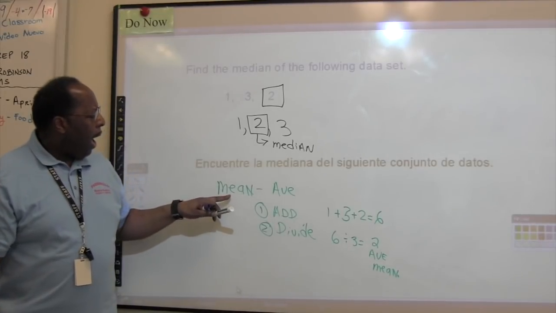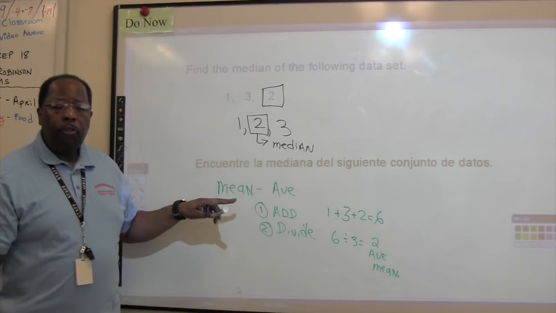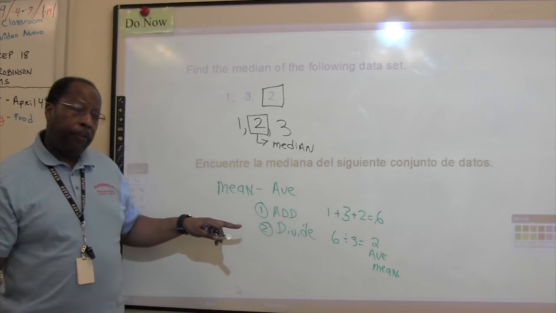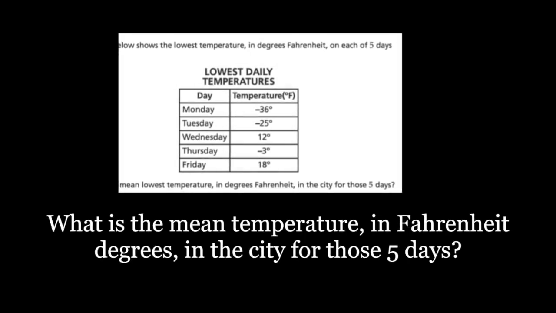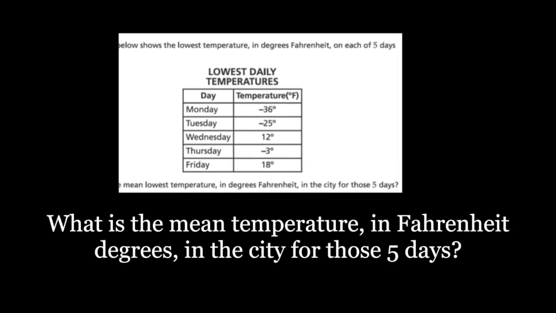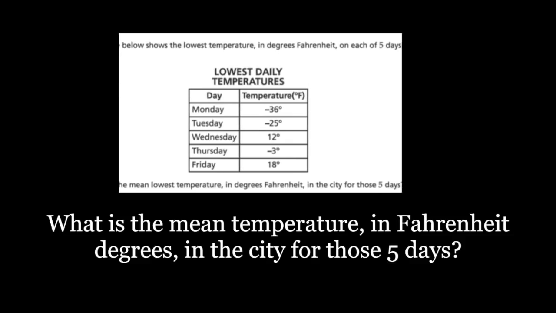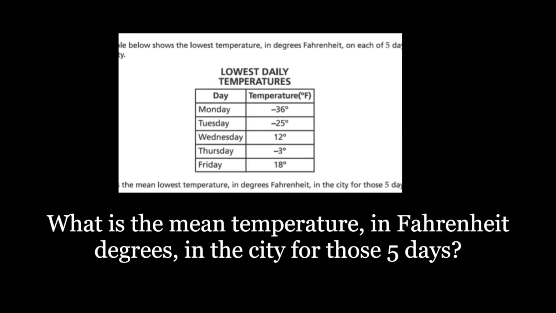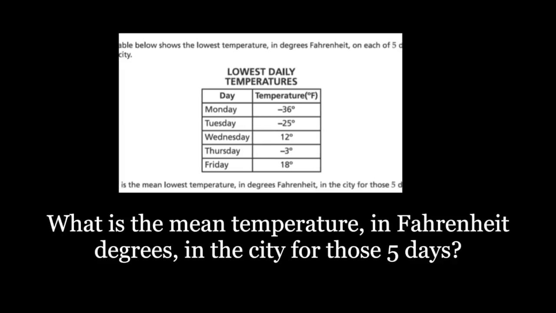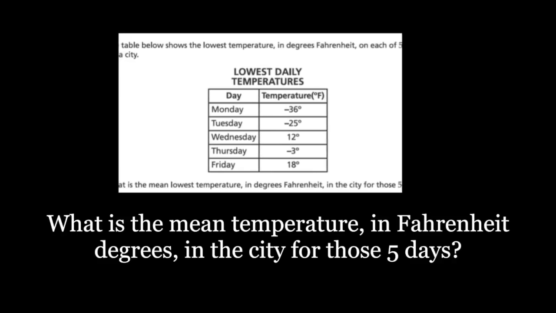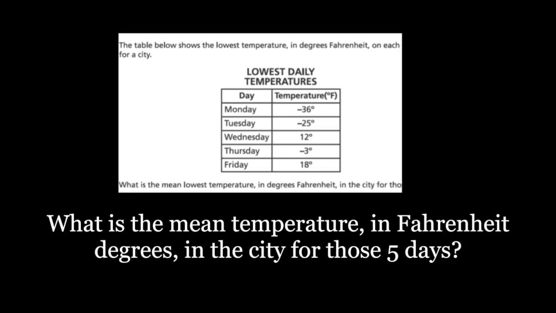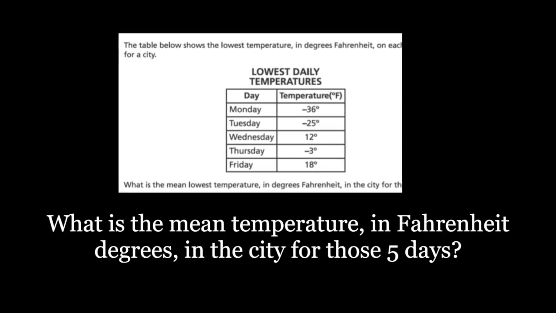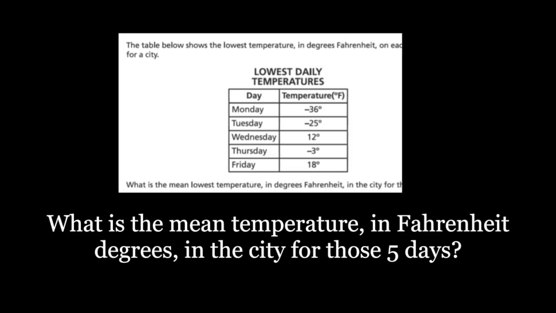All right, so I want to stop here at mean to show you what the state tested last year. They used this word mean, and we have a problem that we're going to deal with. The table below shows the lowest temperature in degrees Fahrenheit on each of the 5 days for a city. Monday is negative 36 degrees Fahrenheit, Tuesday is negative 25 degrees Fahrenheit, Wednesday is 12 degrees Fahrenheit, Thursday is negative 3 degrees Fahrenheit, and Friday is 18 degrees Fahrenheit. What is the mean lowest temperature in degrees Fahrenheit in the city for those 5 days?